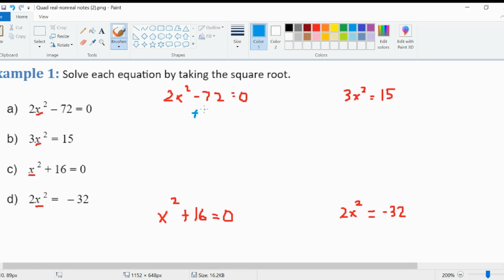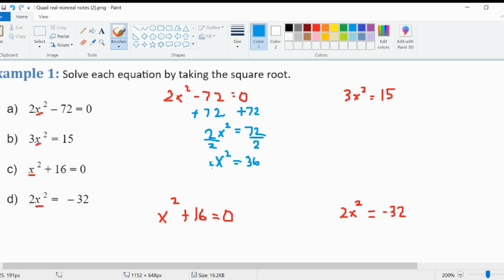So if I have a minus 72, I'm going to add 72 to both sides. Once I do that, I'm left with 2x squared equals 72. From there, I'm still working to get my x squared term alone, so I'm going to divide by 2. And the basics of algebra are you're working backwards through the order of operations. So the last thing in order of operations was adding and subtracting. It's the first thing we do when we undo using algebra. So we're left with x squared equals 36.